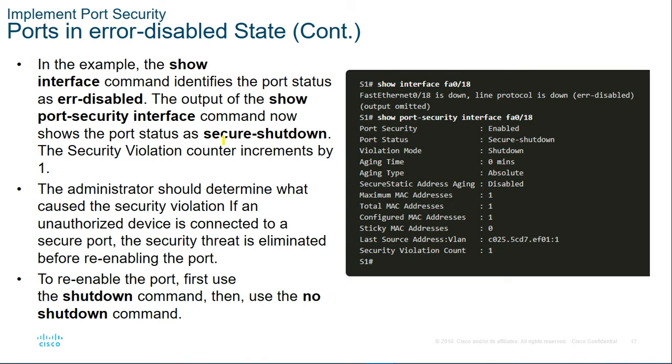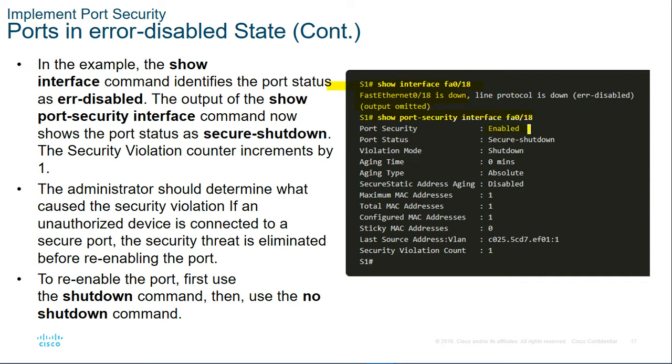If you look here, show interface F018. Now it will display the details of the interface. F018 is down. Line protocol is down. If you execute the command, it will display the status of that interface. Now you have to inquire about the port security status, why it is down. Show port security interface F018.